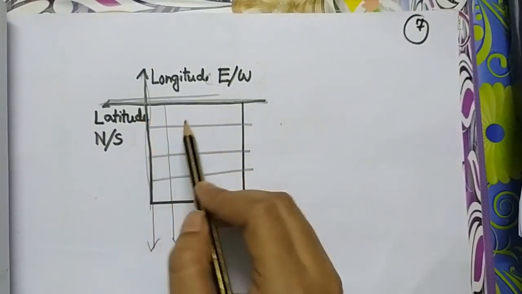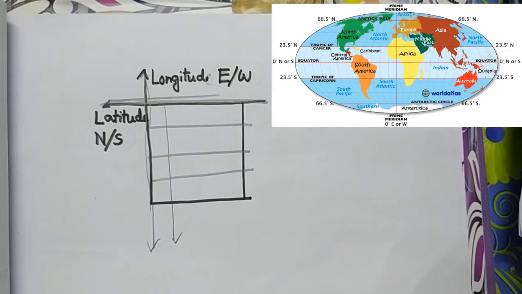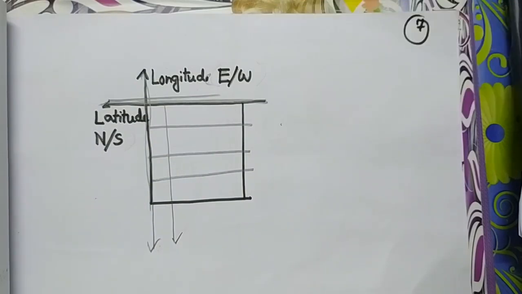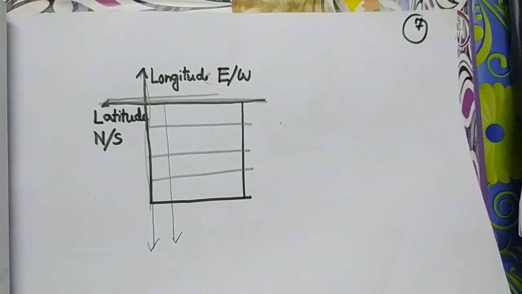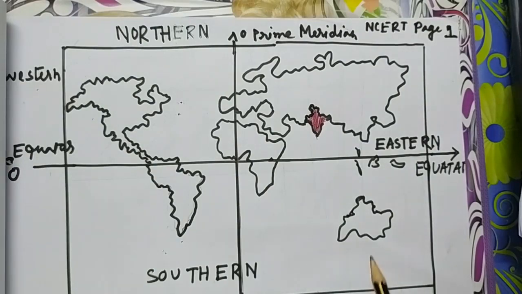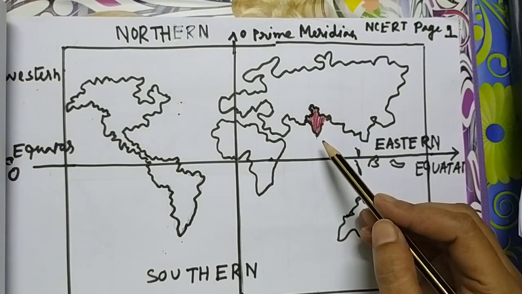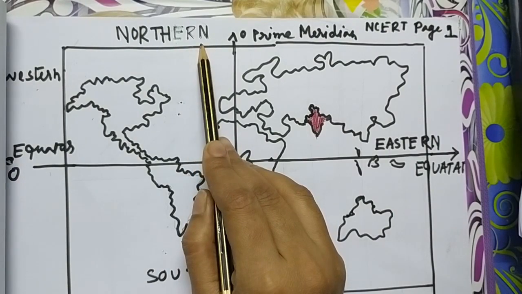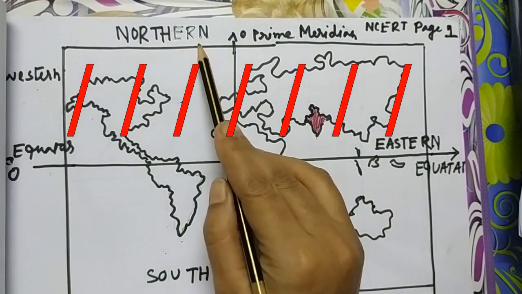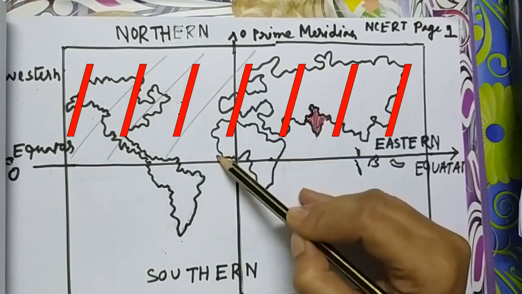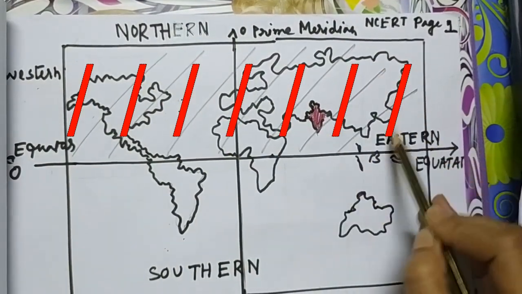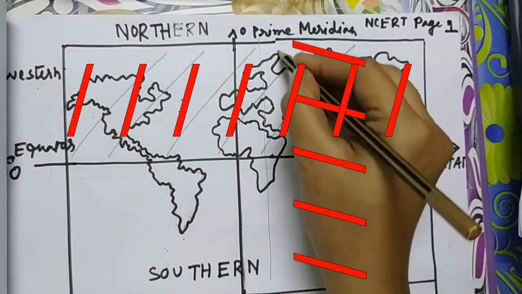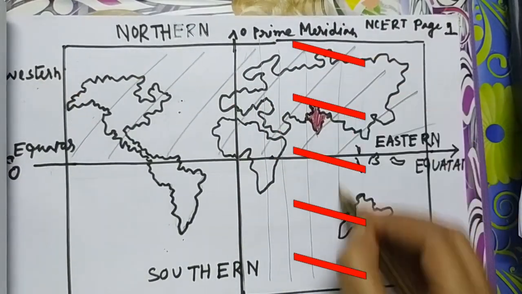Now tell me, what is India's location in the globe, or we can say in the world, in terms of latitudes and longitudes? You know? India obviously is located in the northern hemisphere and eastern side.